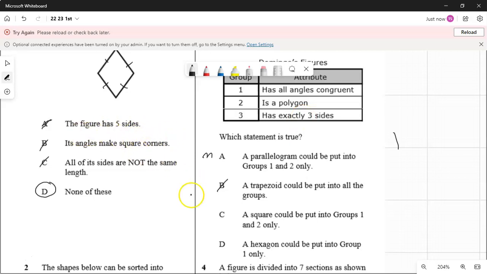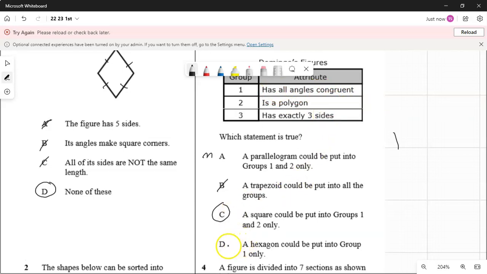I'm going to go ahead and circle it because that is actually better than this one. Because this one's only true if the parallelogram is a square or a rectangle. Okay, a parallelogram doesn't necessarily have to have all angles congruent. All angles congruent, it doesn't have to have that.